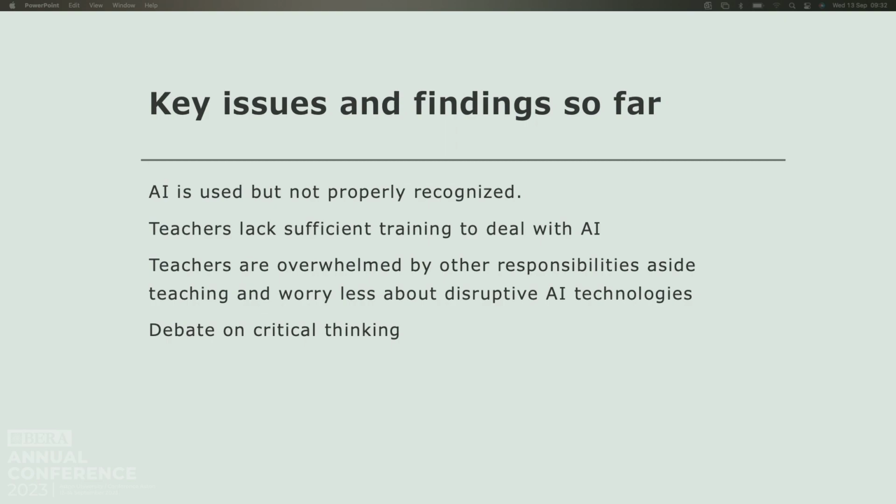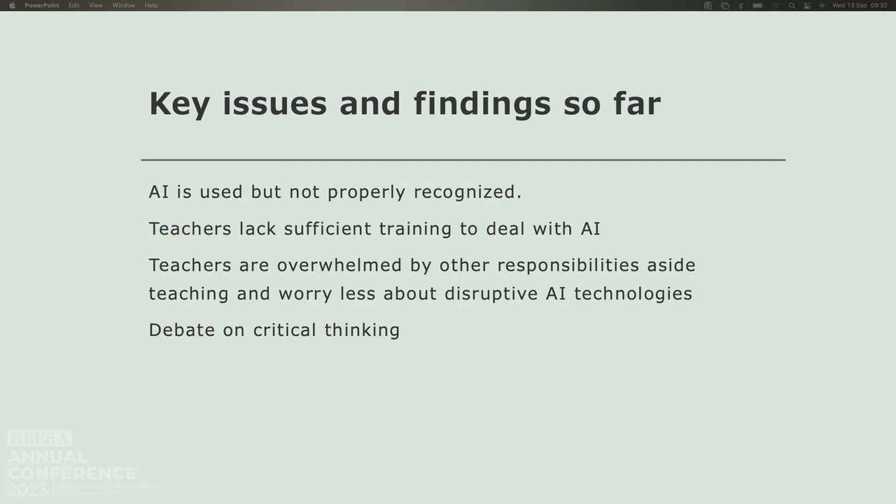Teachers lack sufficient training to deal with artificial intelligence, and they're overwhelmed by other responsibilities aside from teaching and worry less about disruptive technologies. So the teachers would say, oh, I have to deal with the counseling issues, with assessment issues, so many issues in the classroom to deal with. So the least of my worries is maybe ChatGPT or learning analytics or any other AI technology that is out there.